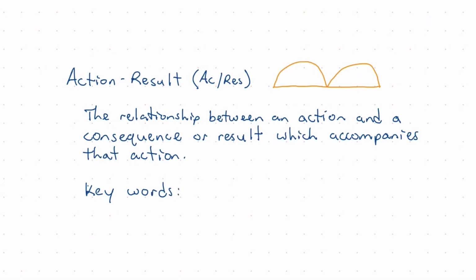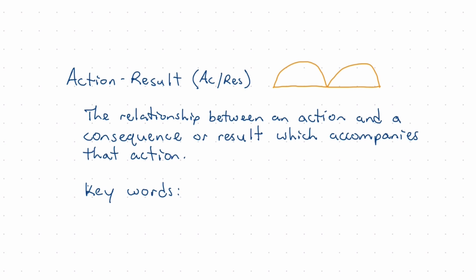Let's look at the relationship of action and result in this video. Action result points to the relationship between an action and a consequence or a result, a consequence or a result which accompanies that action.